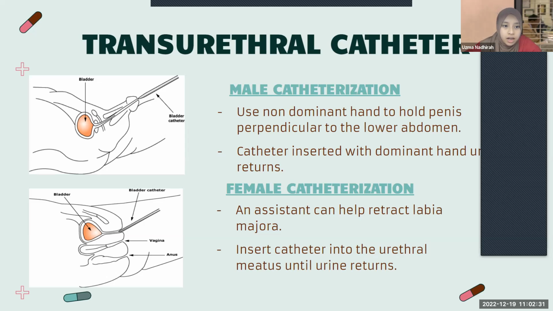And then after that, we use our dominant hand, so our right hand, for example, we insert the catheter until there is a return of urine. And then once we advance the catheter, we can palpate it along the posterior aspect of the penis. And then for the female catheterization, usually we need assistance to retract the labia majora.